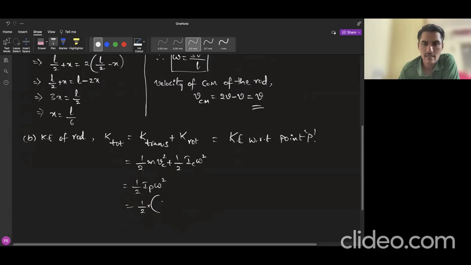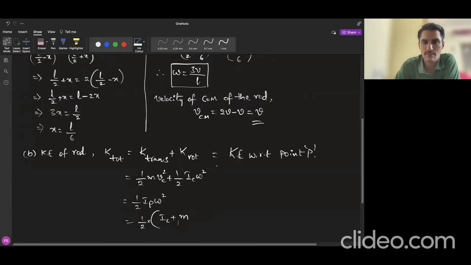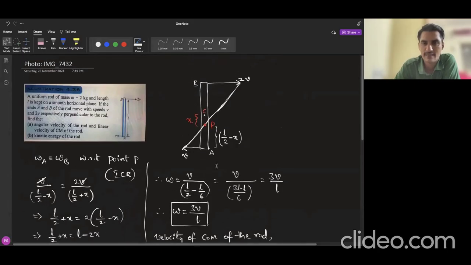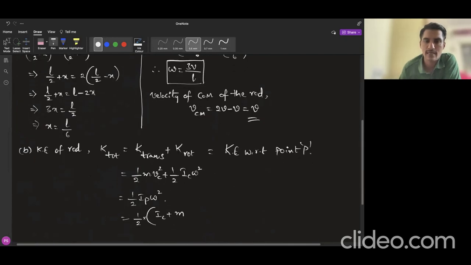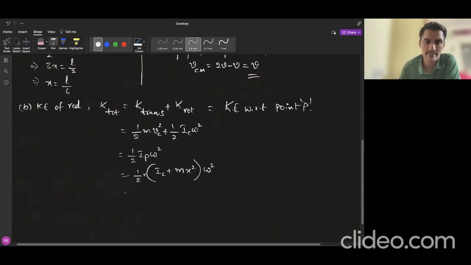That is IC plus M. What is that perpendicular distance between the two parallel axes? With respect to P, if we want to find the moment of inertia, what do I have to do now? IC plus mr square. Parallel axis theorem I have to apply, right? So from center of mass to that point P, the perpendicular distance is x. Am I right or not? So therefore I am writing it as IC plus mx square into omega square. Now substitute. You will get it very easily.